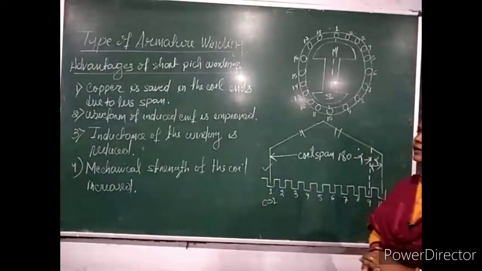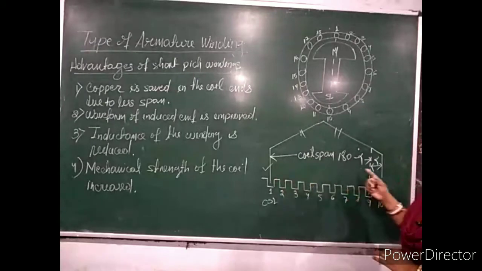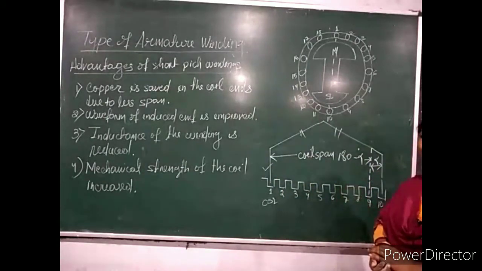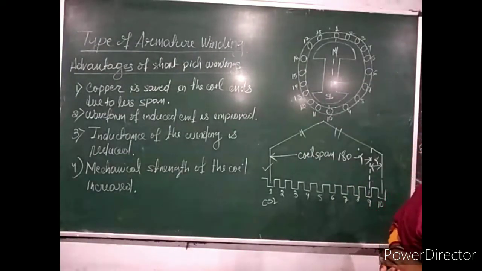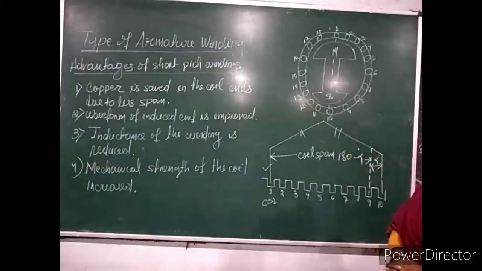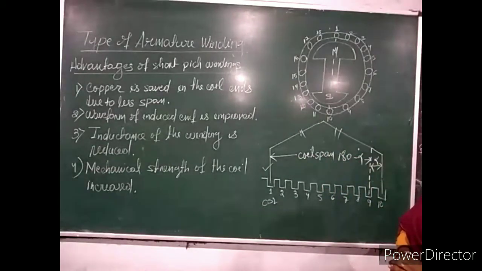Third point, inductance of the winding is reduced. As the length of the coil is reduced due to short pitching, hence inductance of the coil is also reduced, and also mutual inductance of the coil is reduced. Fourth point, due to short pitching, mechanical strength of the winding is increased. These are the advantages of short pitch winding over full pitch winding.